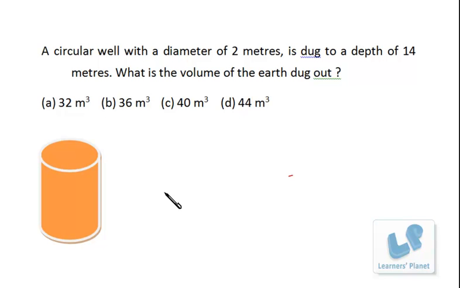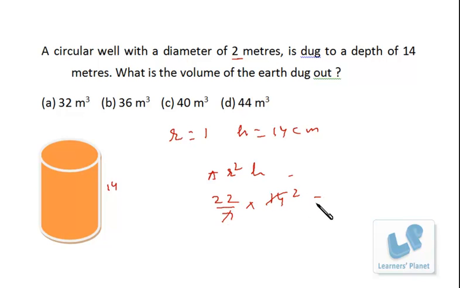Now what is the diameter of the cylinder? That is 2 meters. So what will be the radius? That is 1, and height is 14. Now what is the formula for volume of the cylinder? That is pi r square h. Just put the value and get the answer. R square will be 1 only and h is 14. So it's 44 meter cube, right? Quite simple.